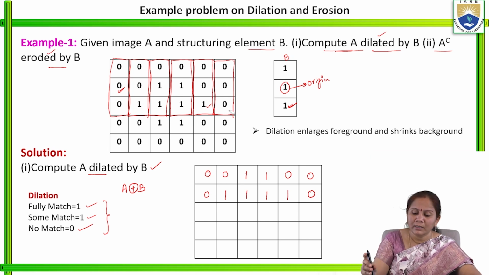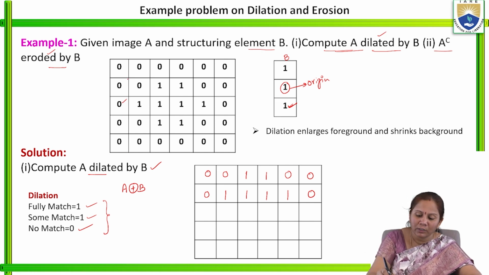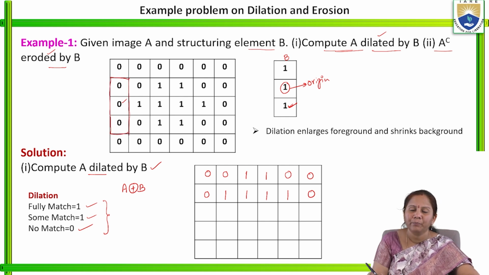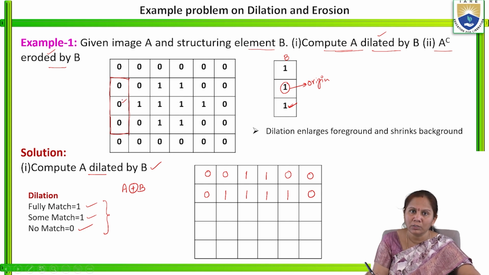Similarly, in order to find the elements in the next row, this is the element we need to find. So let us place the origin of the structuring element on this pixel that we need to find. Here comes the structuring element 1, 1, 1, but here in the image all are zeros. So no match has occurred, so we have to keep this value as 0.